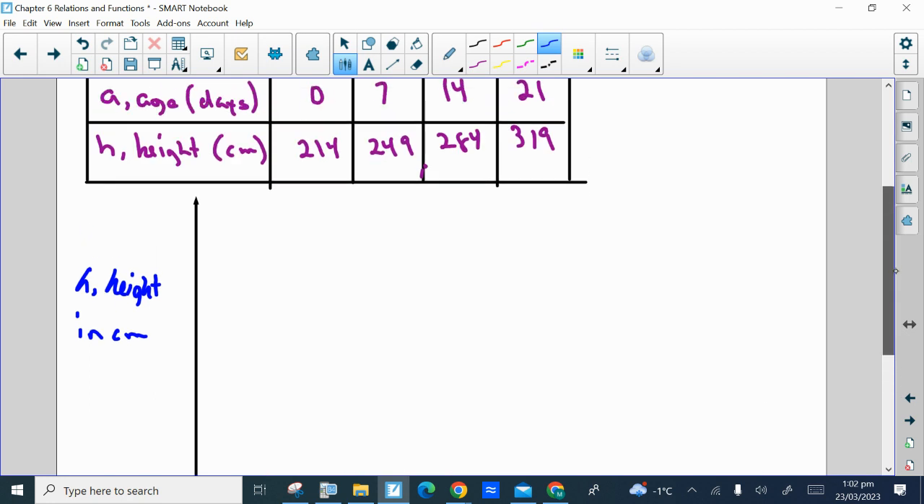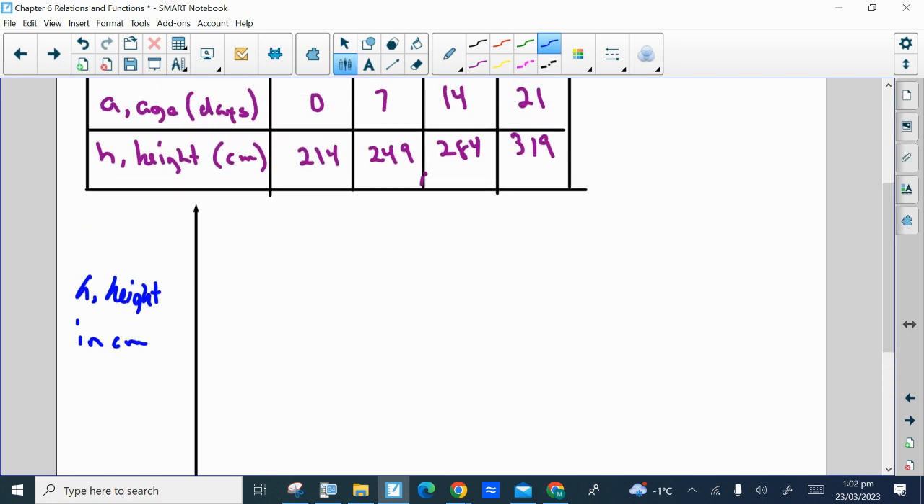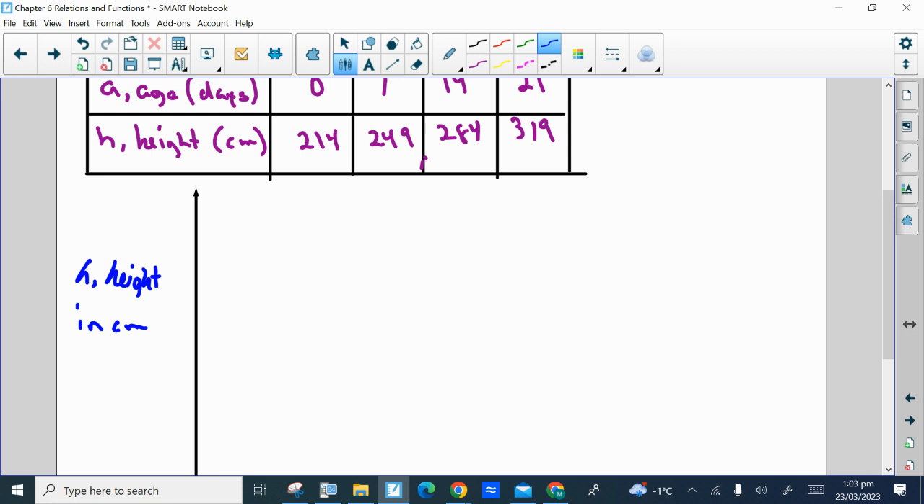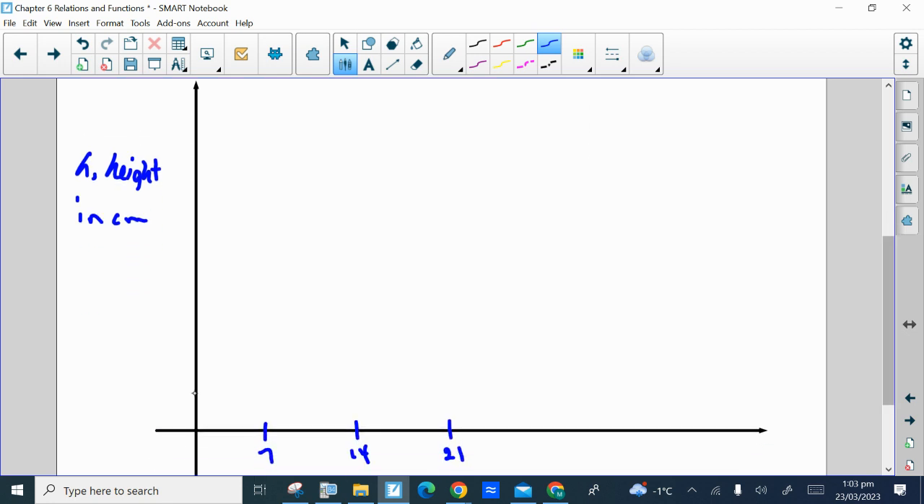Our height has to go up to 319. And remember, you need to choose a suitable scale, so every tick mark has to count for the same number of centimeters. We have to go all the way up to 319. So I'm going to choose a scale of 50 centimeters. My first tick mark will count for 50 centimeters. Another one will be 100, then 150, then 200, then 250, then 300, and then 350.